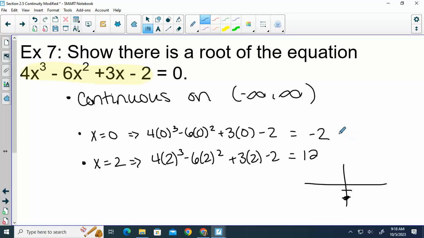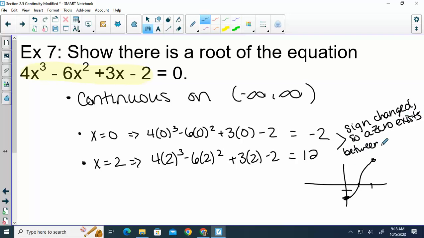Okay, and then you just have to write something so I know you realize what happened here. So we found when x was 0, we got a negative answer. When x was 2, we got a positive. Since it's continuous, that means somewhere it had to cross the x-axis. So I'm going to say the sign changed. So a 0 exists between 1 and 2, or sorry, 0 and 2. So there is some x value between 0 and 2 that we could plug in and make this equation equal 0.